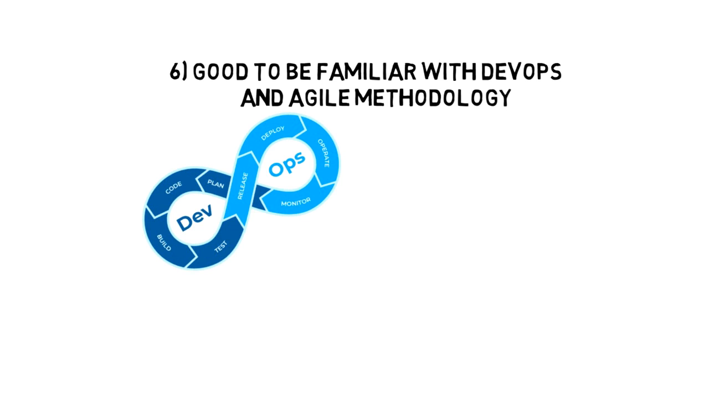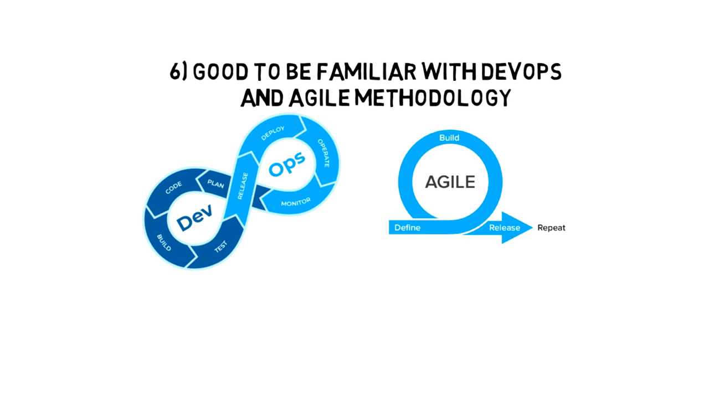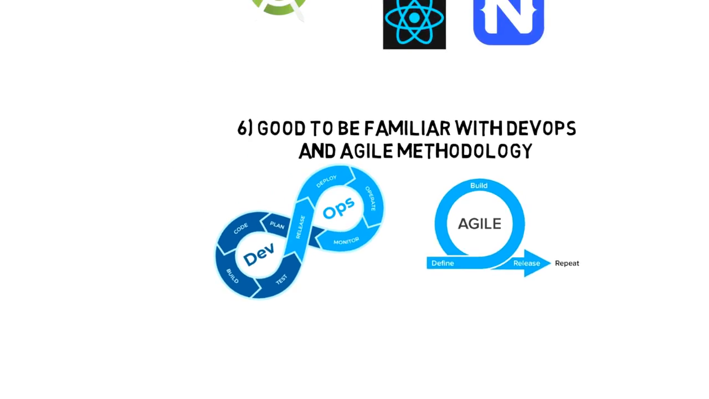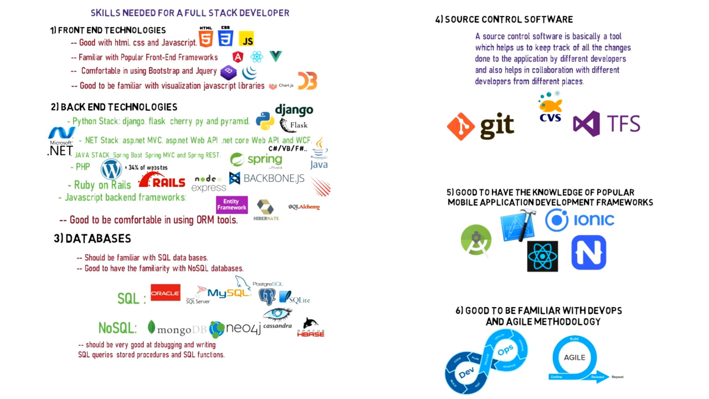DevOps is a set of software development practices which helps in collaboration between the development and the operations team to shorten the development lifecycle. Agile methodology helps to break the product into several deliverable pieces, which helps in continuous communication between the development team and the customer to make sure that everyone is aligned with the development of the final product. So that was all about the skills required for a full stack developer.